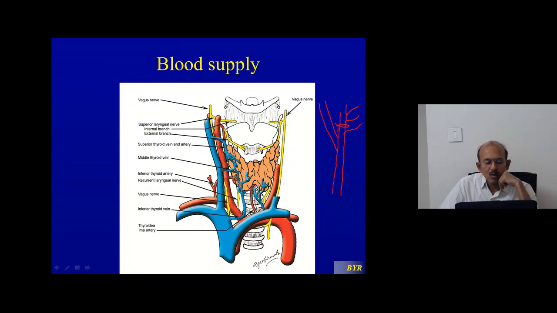It supplies only one muscle, that is cricothyroideus.